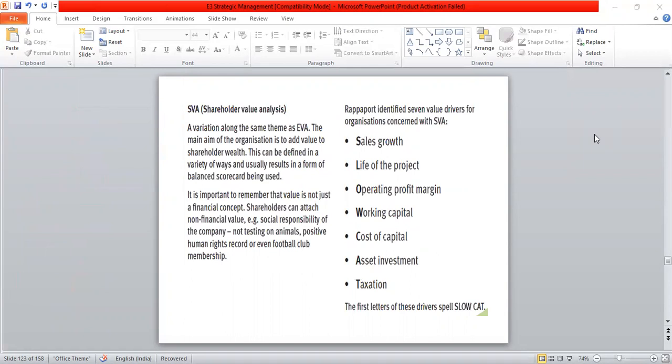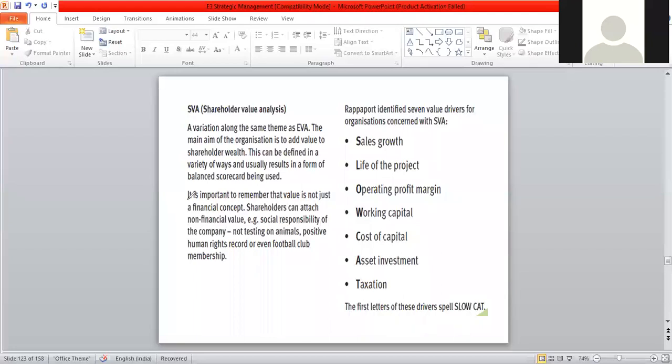Then we have shareholder value analysis, which is SVA. It is a variation along the same theme as economic value added. The main aim of the organization is to add value to the shareholders' wealth. This can be defined in a variety of ways and usually results in the form of balanced scorecard being used.